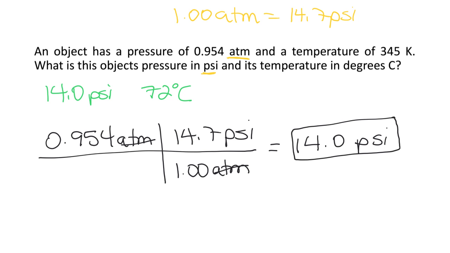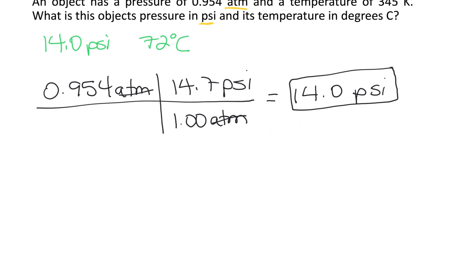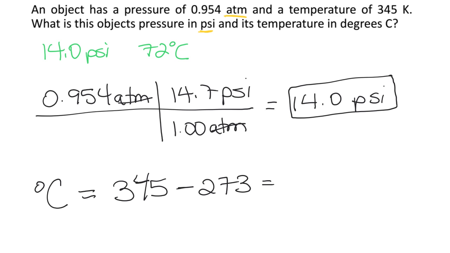Okay, now let's do the temperature. Pull this up a little bit. Okay, now this time I'm looking for degrees Celsius. So if you look at your equation, it's the Kelvin minus 273. So 345 minus 273, and that's where I get 72 degrees Celsius.